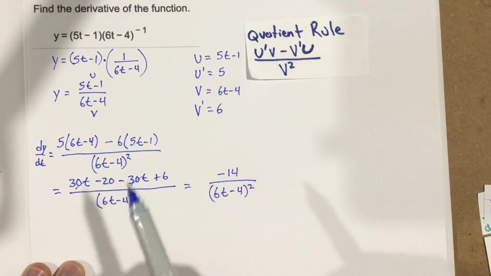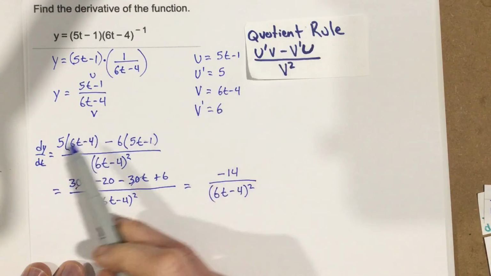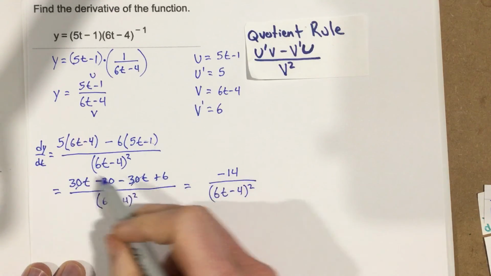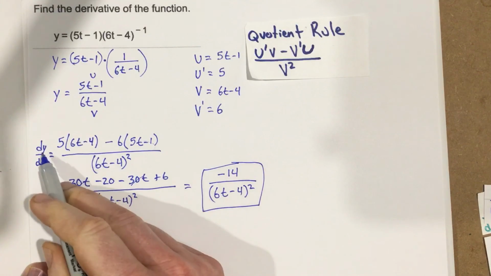I just want to point out the calculus part of this happened right here. When I took the derivative, when I used the quotient rule, that was the calculus part. After the calculus part, then it's just simplifying. This is the derivative of y with respect to t.